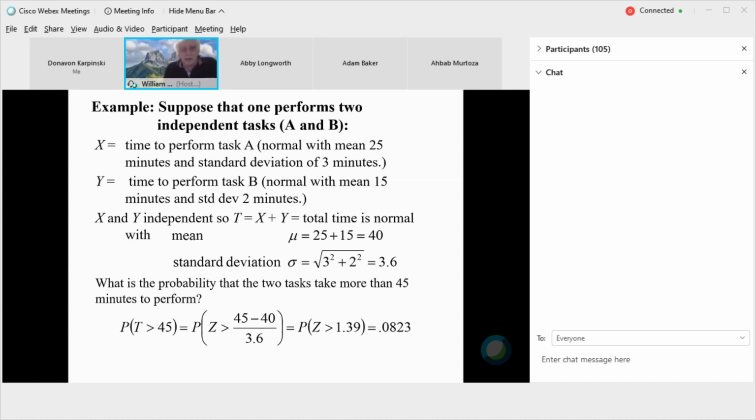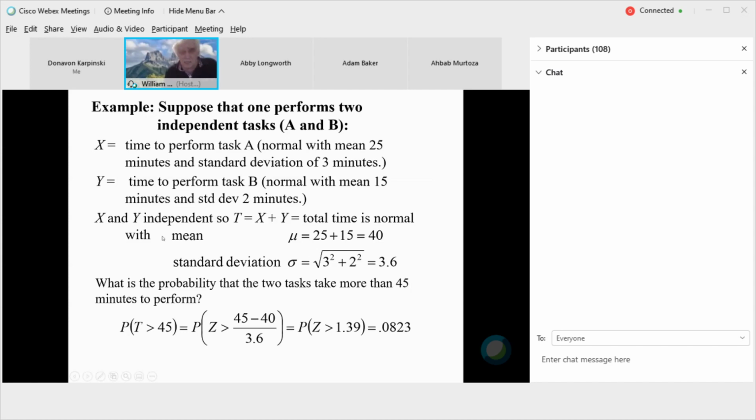Suppose we are interested in combining those two by adding them up. That will come from a normal distribution with mean, the means will be just added up, 25 plus 15. This is logical. It takes an average of 25 minutes to perform the first task, an average of 15 minutes to perform the second task. To perform the two tasks, it would be the sum of those two.